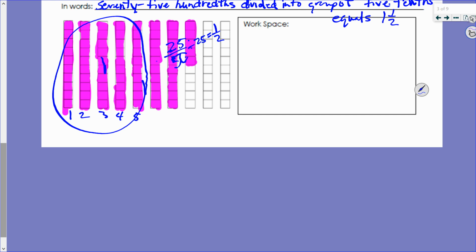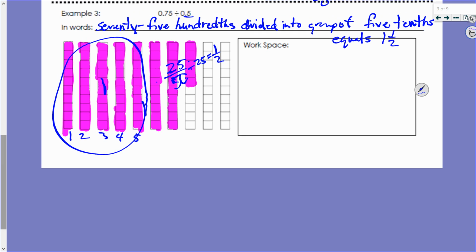Let's look at this now mathematically. From a mathematical perspective, I started with 75 hundredths and I divided it into 5 tenths. So what do I need to multiply by? 10. 10, good, because I want to get rid of the bottom, right? So we multiply by 10, that gives me 7.5 over 5. Now let's do this as math.